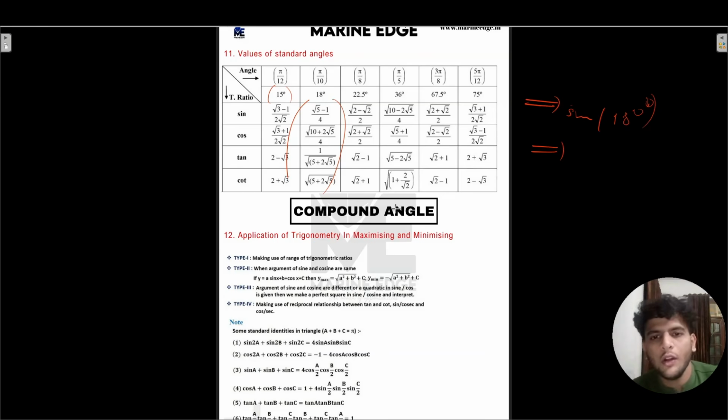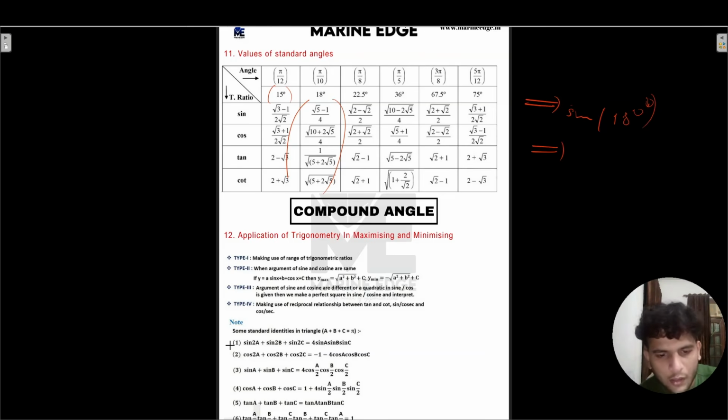Okay, and sine 22.5 degrees can be resolved using sine 2A, which is sine 2 into 22.5, that is sine 45 degrees. Out of that, you can calculate the value of sine A and sine B. Yes, so this is how you can actually understand this.